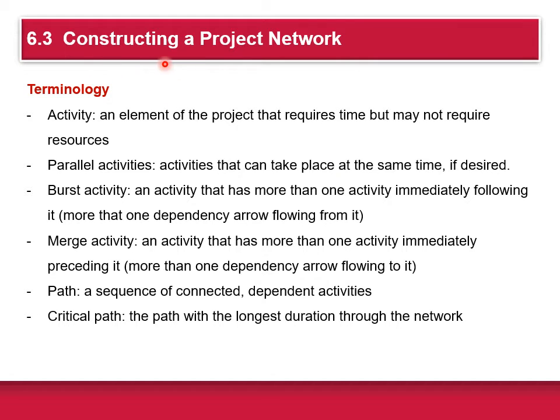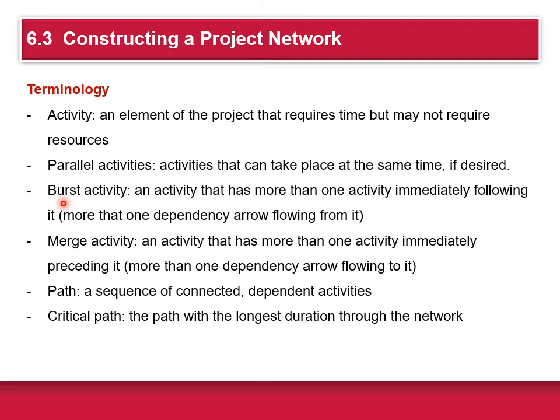When you do the project network, there's a lot of jargon that gets thrown around, and our book gives a list of this kind of terminology. First of all, they define what's called an activity. It's an element of the project that requires time, but it may not require resources. Parallel activities are activities that can take place at the same time if so desired. Then there are burst activities. This is an activity that has more than one activity immediately following it, so it's more than one dependency arrow flowing from it.